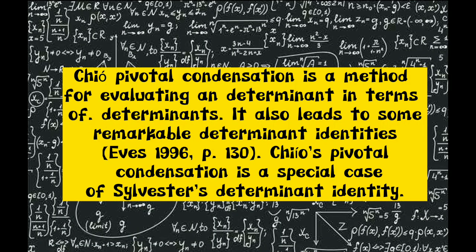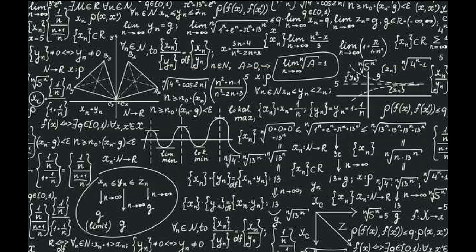Pivotal condensation is a method for evaluating a determinant in terms of smaller determinants. It also leads to some remarkable determinant identities (Eves 1996, p. 130). Chio's pivotal condensation is a special case of Kronecker-Sylvester's determinant identity.